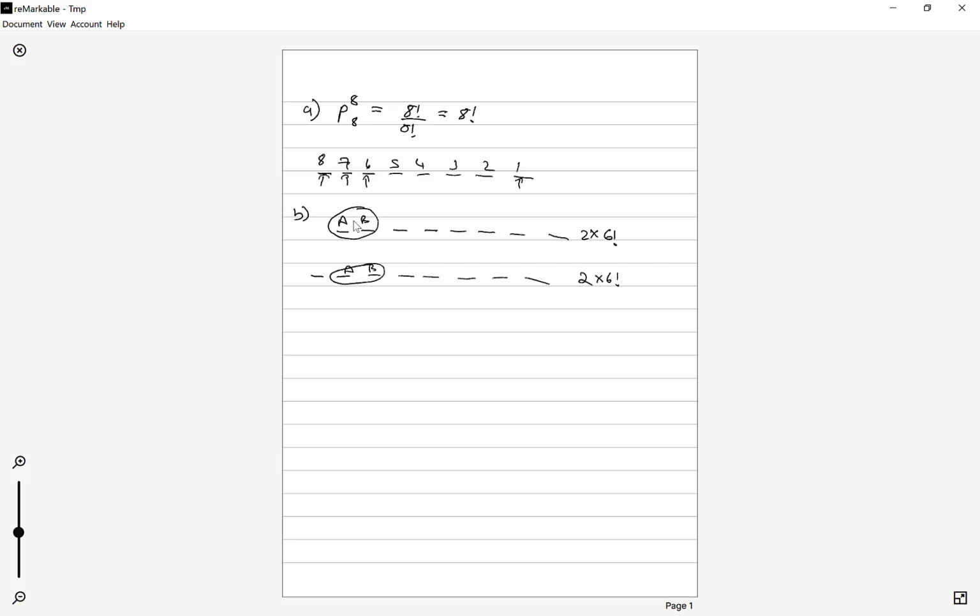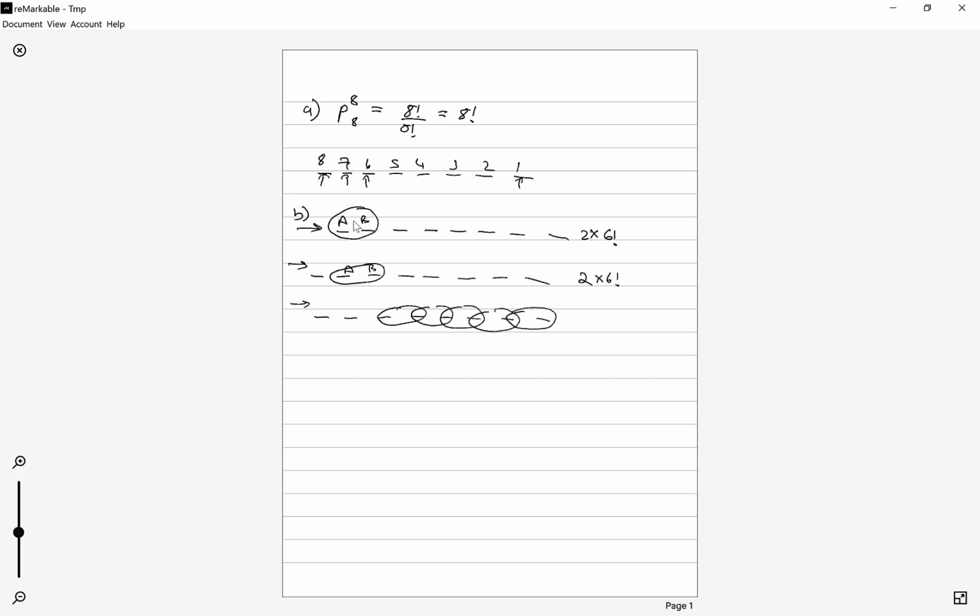So I can keep doing this, right? So AB, 1, 2, 3, 4, 5, 6, 7, 8. In the first case here, AB had the first 2 spots, in the second, the second 2 spots. In the third one, AB can be here. This is one possibility. Or it can be here, or here, or here, or here.